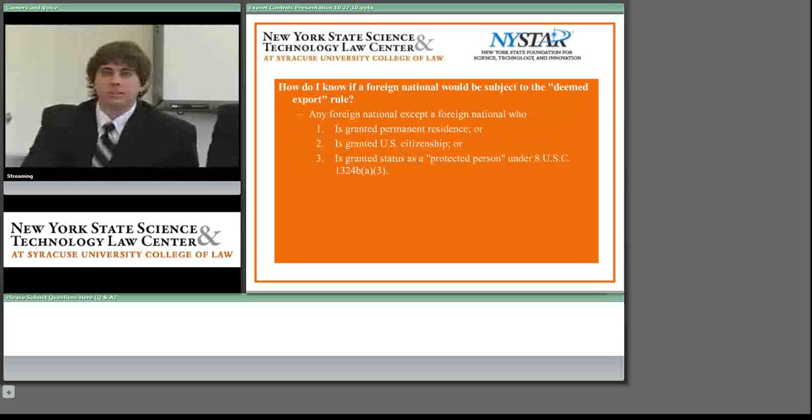To determine whether a foreign national is subject to the deemed export rule, you need to know the exceptions. The exceptions are if the foreign national has been granted permanent residence within the United States, if they've been granted United States citizenship, or if they've been granted protected person status, which is largely applicable to people with political asylum. Other than that, the deemed export rule applies to all foreign nationals.